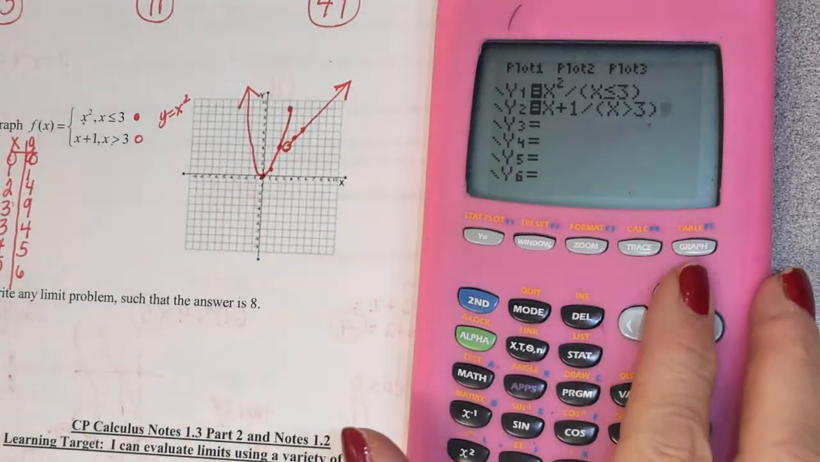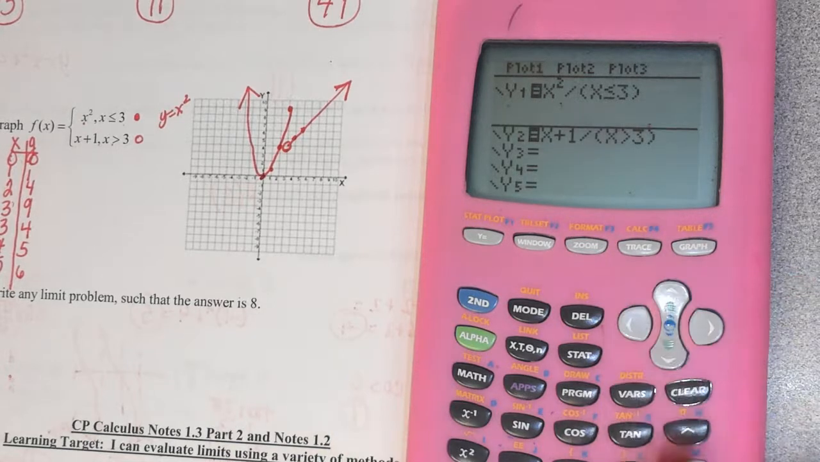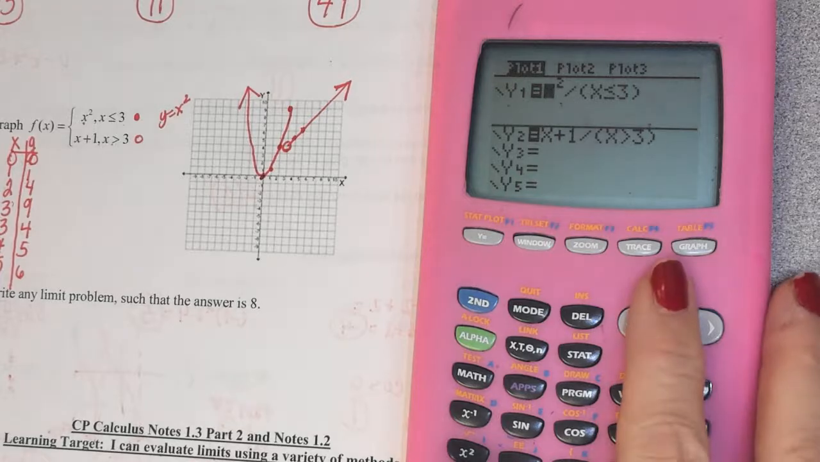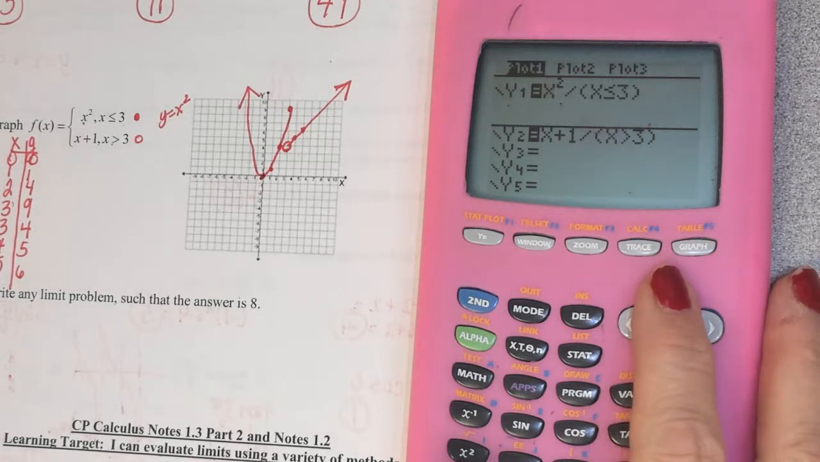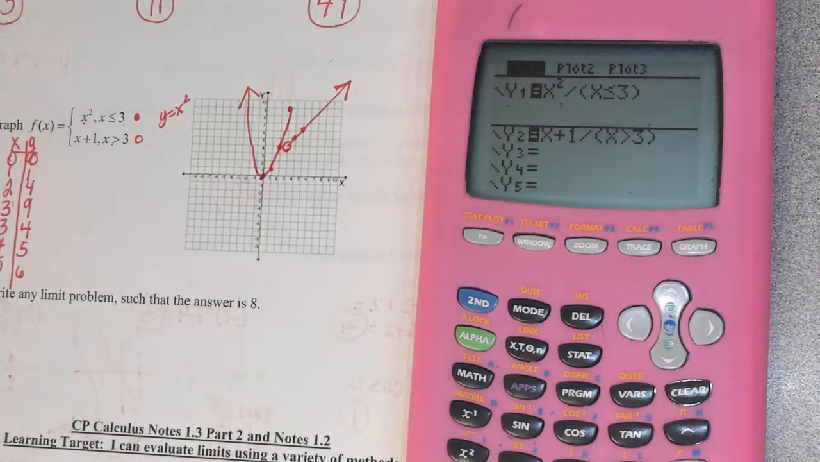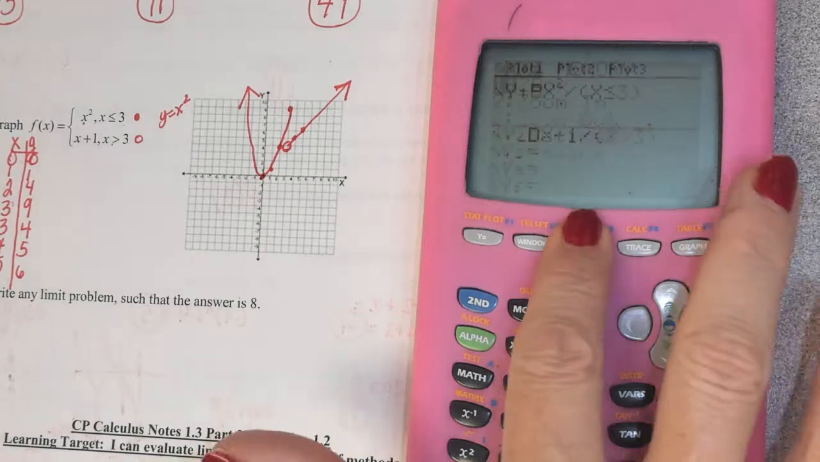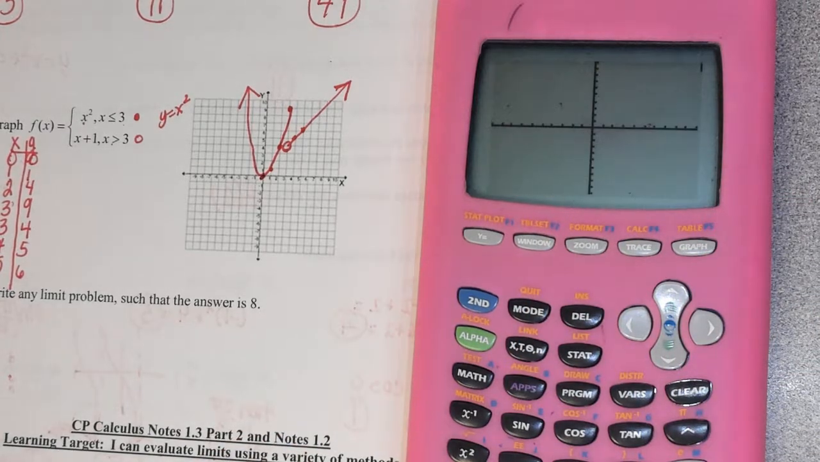Some things you want to watch for. Go up here to the top. Make sure your plots are off. If you have this highlighted, your plots are on. And it's going to look weird, and you're going to be like, what's wrong with my graph? Well, it's because your plots are on. Turn it off. Okay? The other thing is you want to do a zoom 6 to get to your standard screen. Here's the way it should look, and that's what we've got.